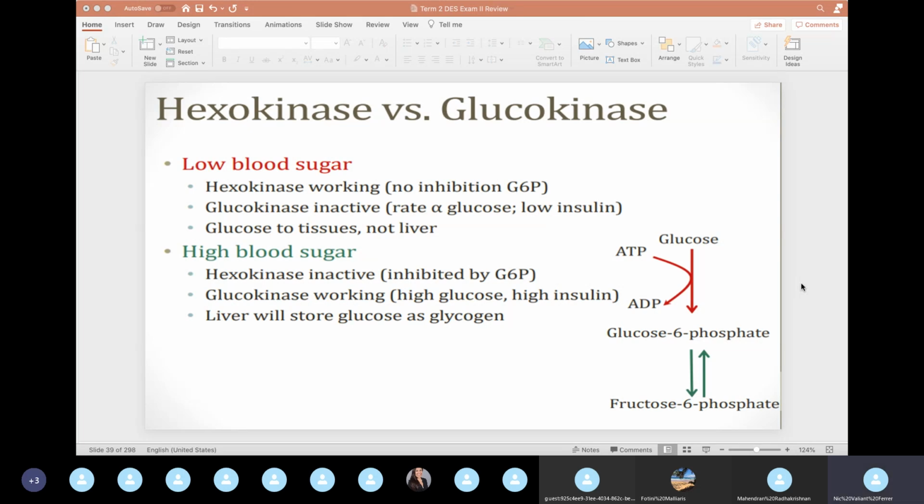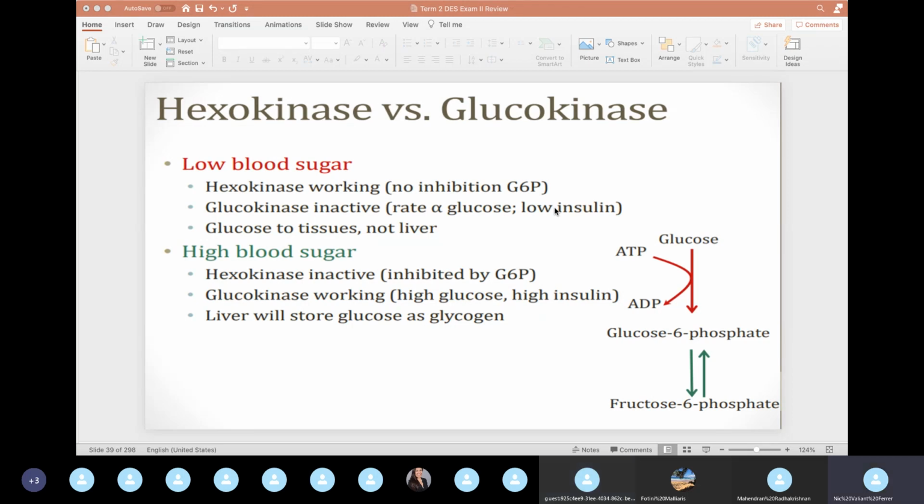Any questions so far? Or you're good to go? All right. I think there was a question in the chat. Someone said, doesn't glucokinase kind of depend on hexokinase to jumpstart it?